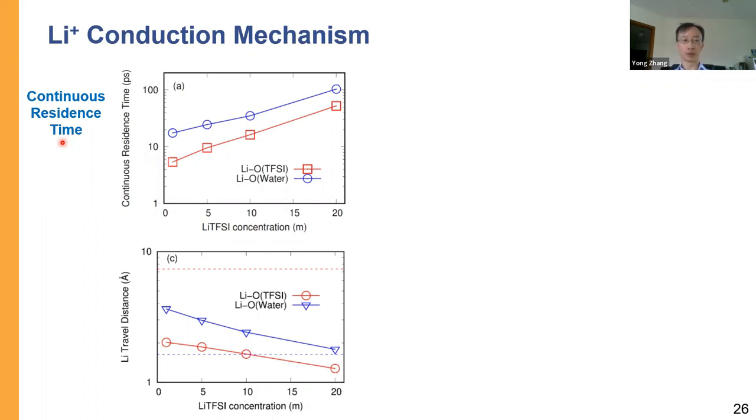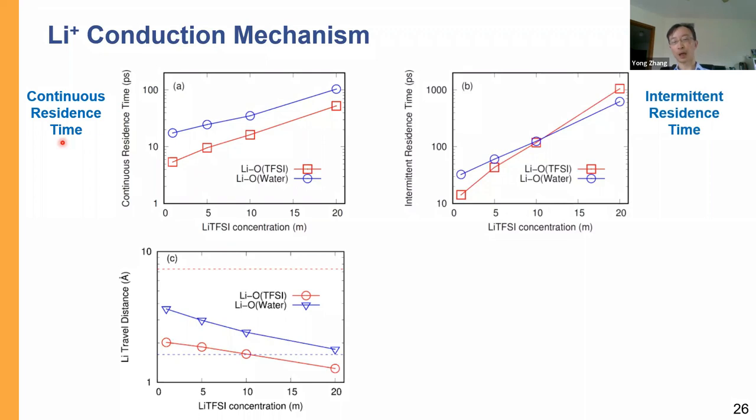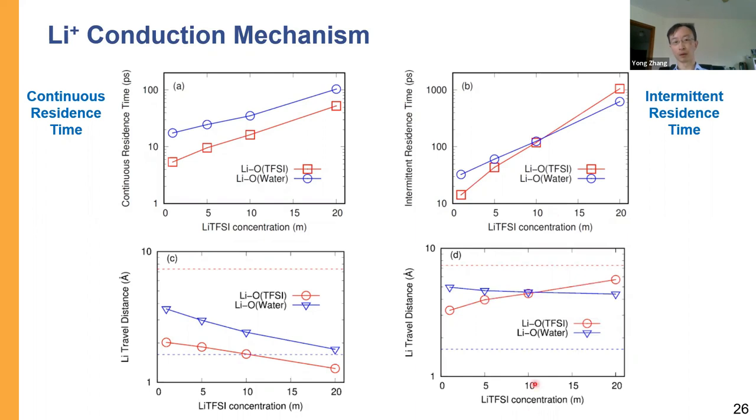We can also consider intermittent residence time, which allows this reformation of interaction to be considered. In this case, the residence time will be longer so the distance it travels will be longer. But still for TFSI, it's much shorter than the size of TFSI, and for water it will be about four times the size of water. So for TFSI, it's still not vehicular, and for water, it's kind of in between. So based on this result, we think it's more like a hopping mechanism for lithium to travel in the liquid phase.